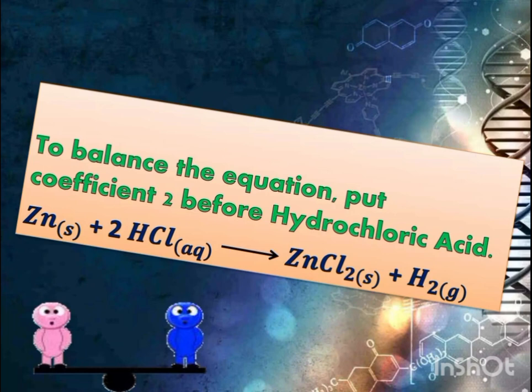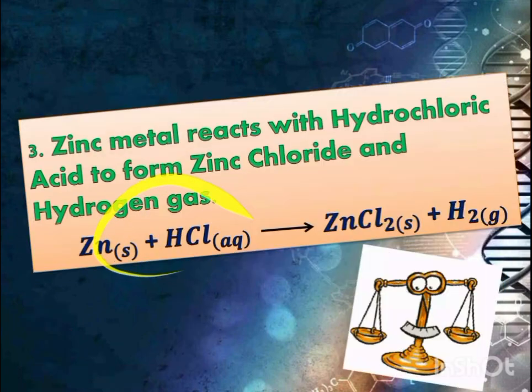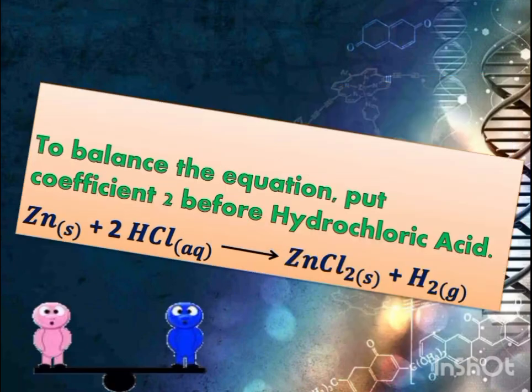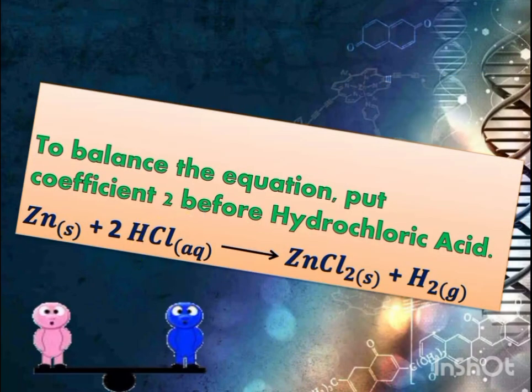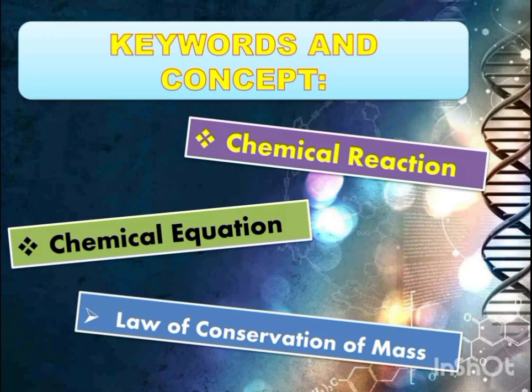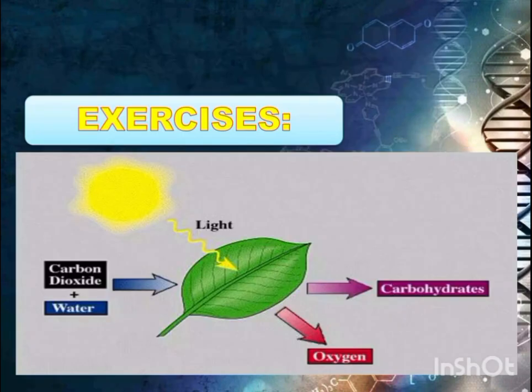So simply I will multiply 2 here to make two hydrogen atoms here and here, and automatically chlorine also becomes 2 because this coefficient is multiplied by this whole HCl. So it results in the formation of two hydrogen atoms, two chlorine atoms, and in the same way two chlorine and two hydrogen atoms. Now remember the key words and the key concepts: the reaction equation and the conservation of mass.